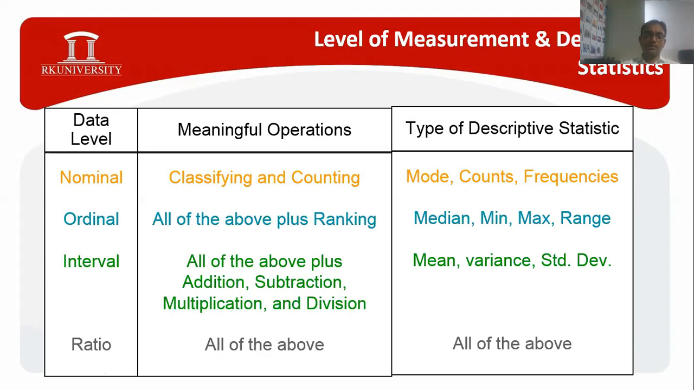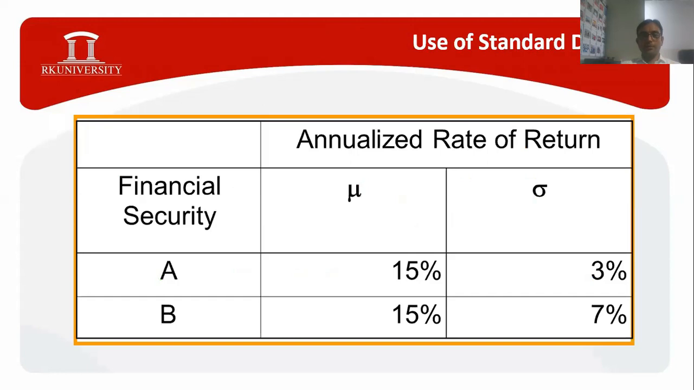Now let us again discuss how measures of variability can help you in enhancing your decision by discussing one example. In this example, I am planning to invest 1 million rupees. I have two options available with me: financial security A and financial security B. I collected the data of the last 10 years' return, and when I calculated the average, which is the mean mu, I found that on an average, both securities are giving me the same return, that is 15%. So now it leads me to the confusion of which is the better option to invest.